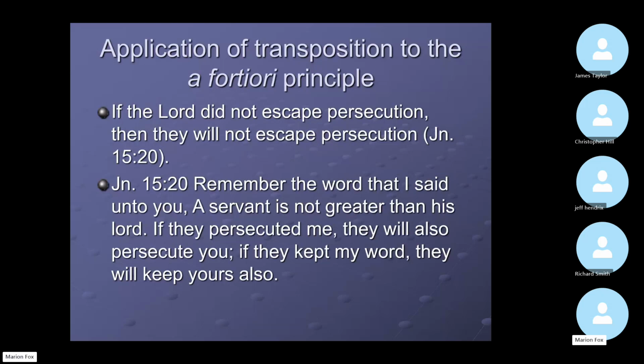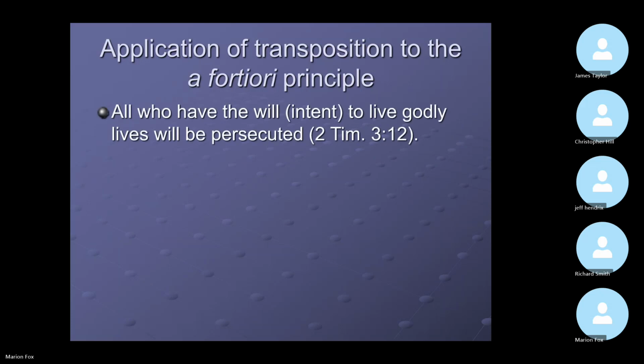Now, this has to be framed in a negative form. So here is, if I, who am greater than you, have not escaped persecution, then you will not escape persecution, a fortiori. If they have not disobeyed my word, then they will not disobey your word. To put it in a negative form, and that would fit the a fortiori principle. So keeping the word is not disobeying his word. They've kept his word. You frame it in a fortiori argument form.